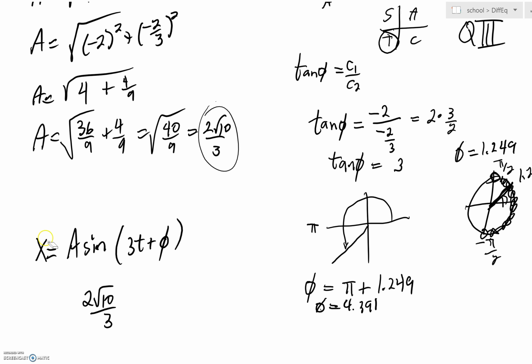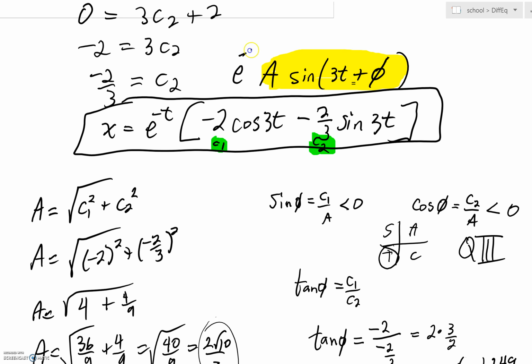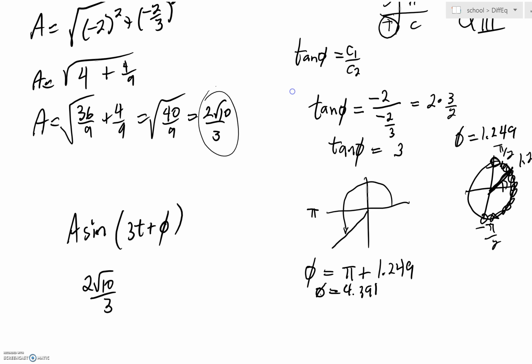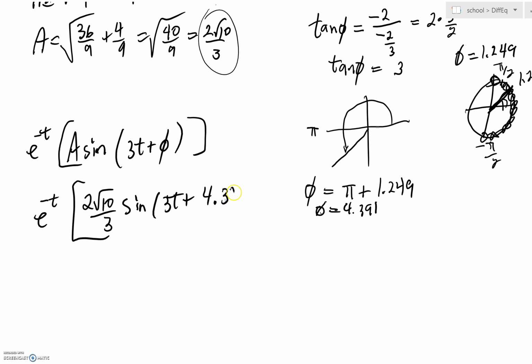And by the way, forgive me, that x right up there does have that e to the -t out in front. We have to be very careful with that. We'll have our e to the -t. And then we'll have our 2 radical 10 all over 3 times the sine of 3t plus 4.391. Here's your altered form for x.